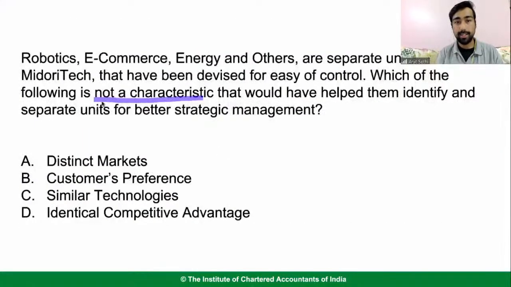The question says client industry, so fine, they are separate units, they have devised for easy control, understood. But out of these 4, which is not a characteristic that ideally works when dividing a business, right? If I have to divide my business, I have to create a divisional structure or an SBU structure. What are the kind of things, characteristics that are generally not considered while creating a division or an SBU? What is the answer? You tell me.